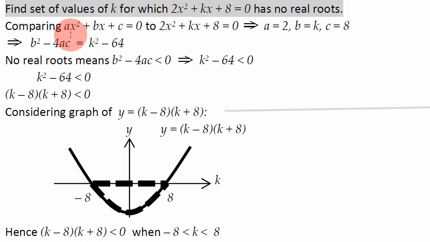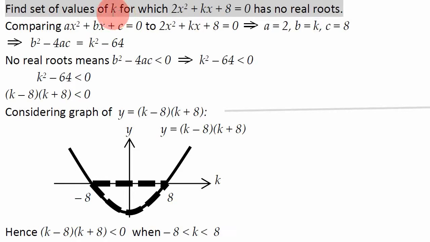So here's a typical discriminants question. Find the set of values of k for which 2x squared plus kx plus 8 equals 0 has no real roots. I want you to get comfortable with the question first, so let's talk about bits of it. So find the set of values of k.